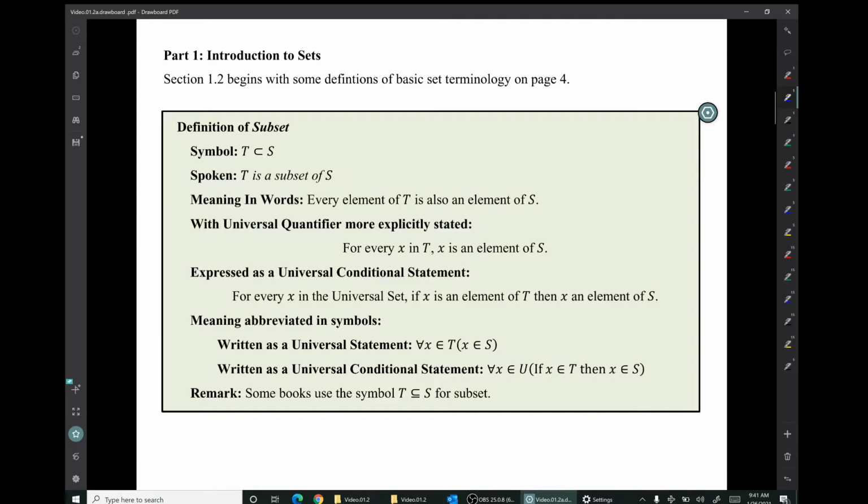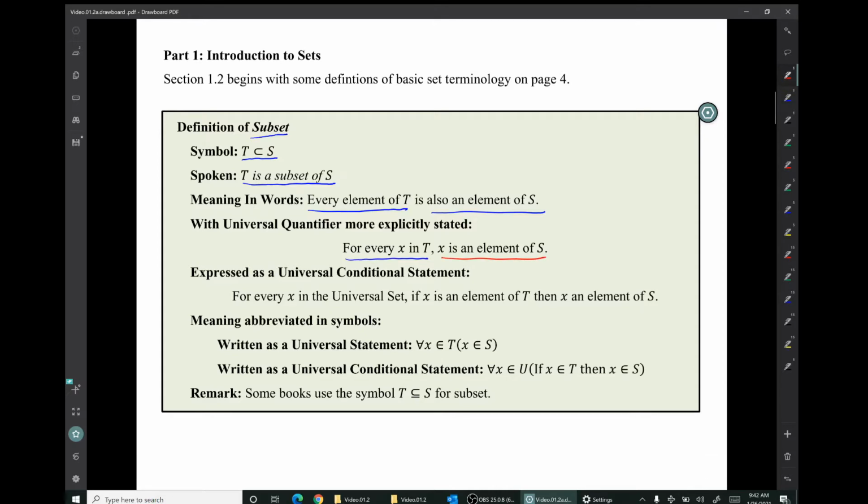Section 1.2 begins with some definitions of basic set terminology on page 4. First of all, the definition of subset. This symbol, spoken T is a subset of S, means in words that every element of T is also an element of S. With the universal quantifier more explicitly stated, we would say it this way. For every x in T, x is an element of S.